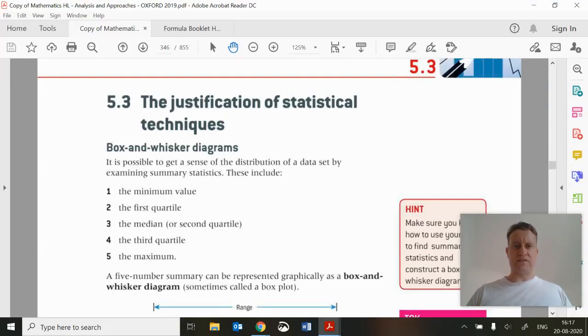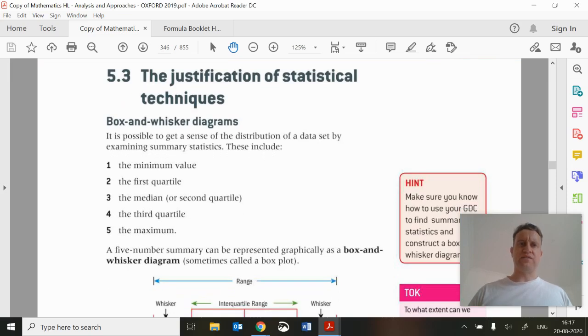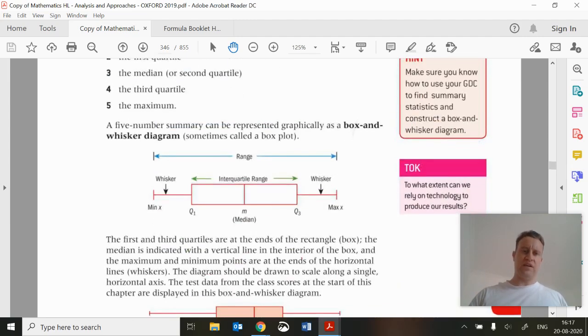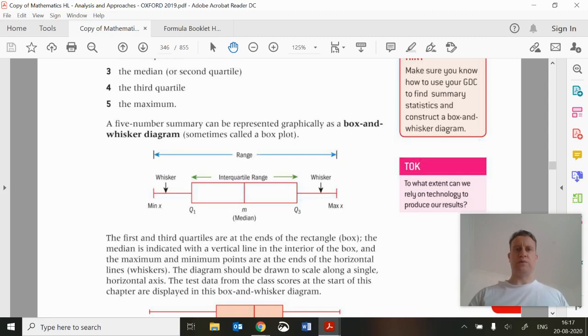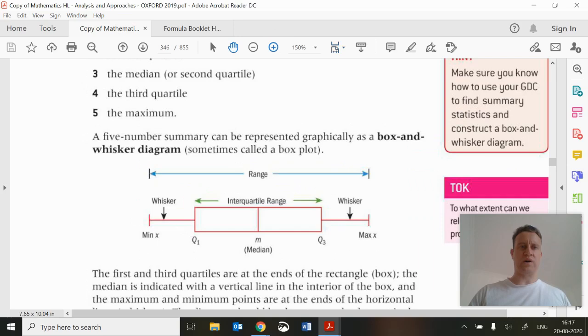We're looking now at 5F, and the whole section is the justification of statistical techniques. But basically, this is about measures of dispersion. Now, we've talked a little bit about this before. We've talked about the range. We've talked about the interquartile range. And here we go. Here's a box plot. We've talked about the box plot a little bit before as well.